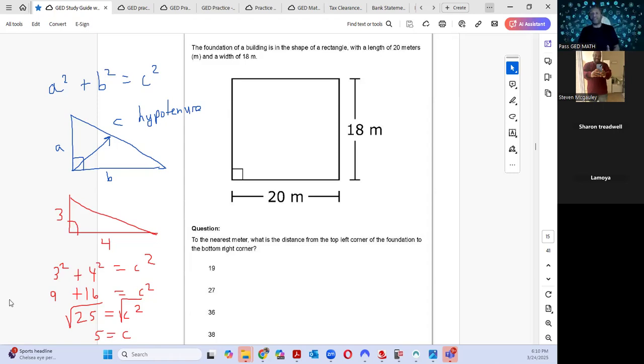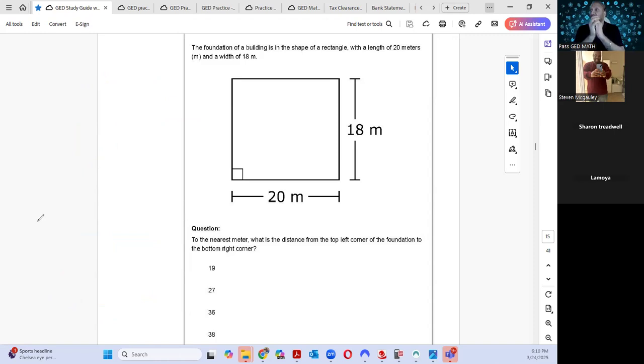Okay. So let's look at a word problem indicative of the GED. On your screen, you will see a word problem. And it says the foundation of a building is in the shape of a rectangle with length of 20 meters and width of 18.